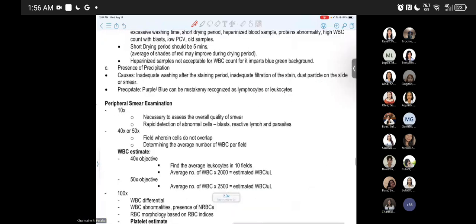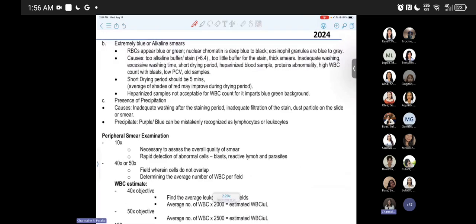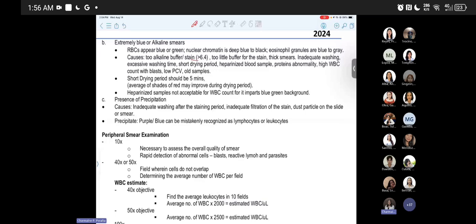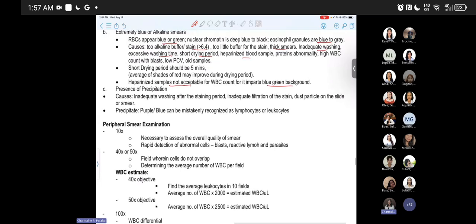Next, extremely blue or alkaline smears. Again, the pH was not maintained. The pH is greater than 6.4. Causes are a thick smear, inadequate washing, excessive washing time, short drying period, and using heparinized blood instead of EDTA. RBCs would appear blue or green. Eosinophil granules would appear blue to gray. Heparinized samples are not acceptable for WBC count because they impart a blue to green background. Then there may be presence of precipitation.